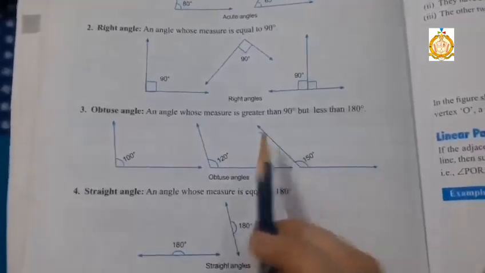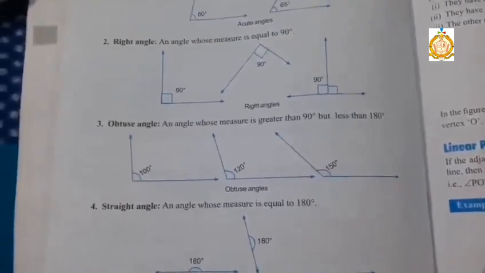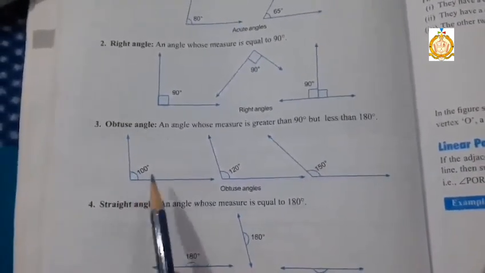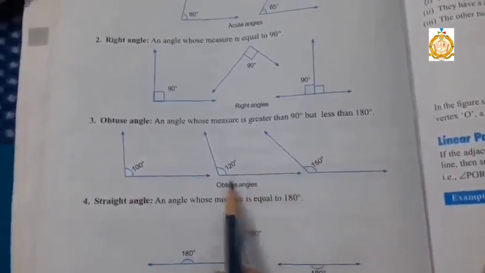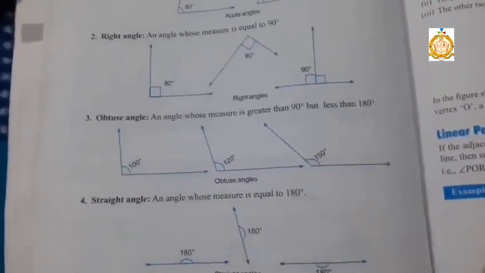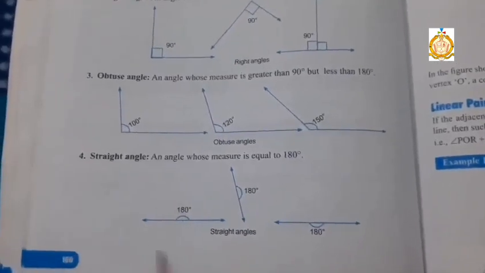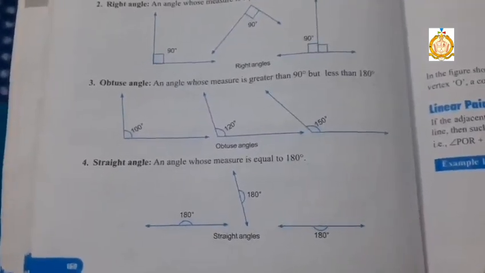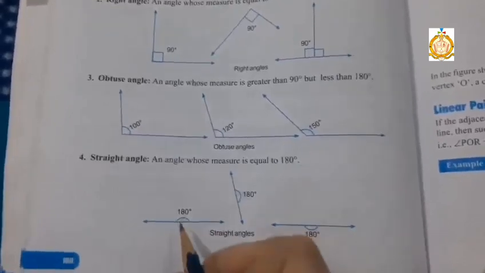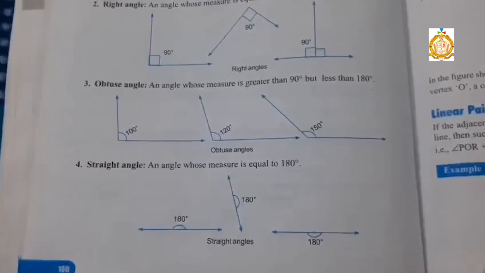Obtuse angle is that one whose measure lies in between 90 degree and 180 degree. Here examples are 100 degree. It lies in between 90 degree and 180 degree. Other examples are 120 degree and 150 degree. Fourth is straight angle. Straight angle is that one whose measure is 180 degree. So a straight line represents a straight angle. Here the angle is always 180 degree.